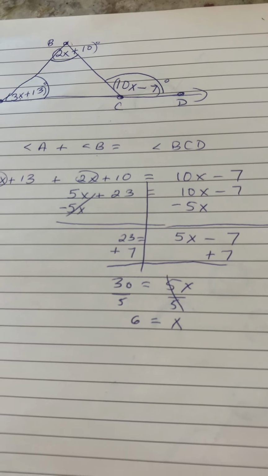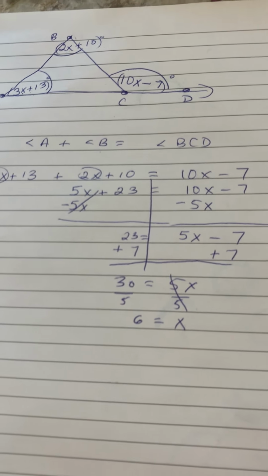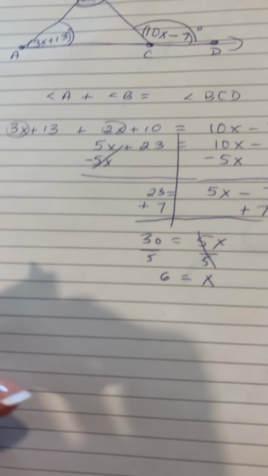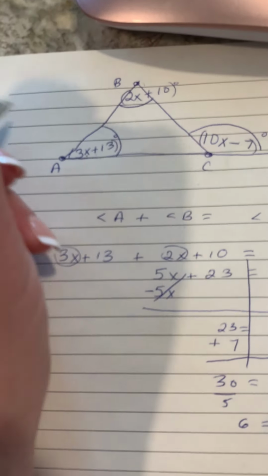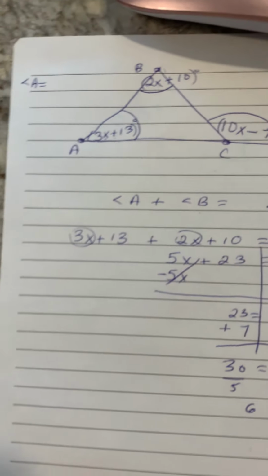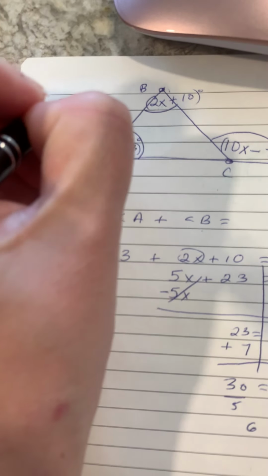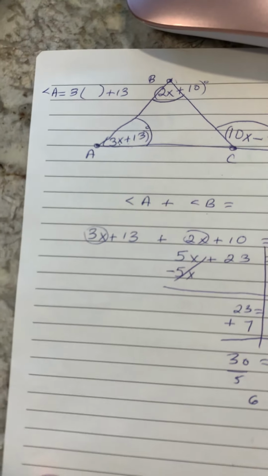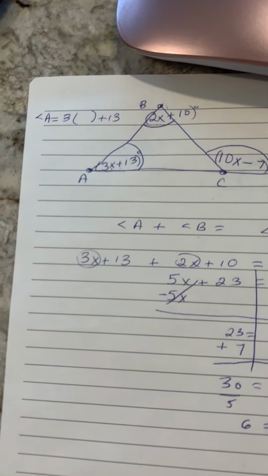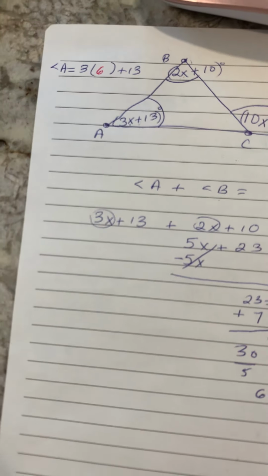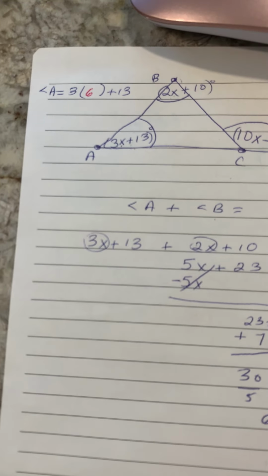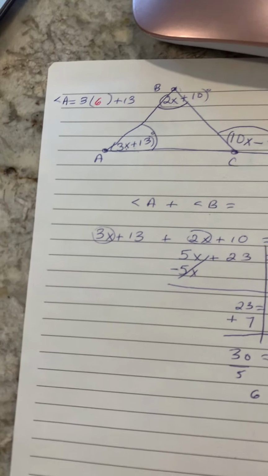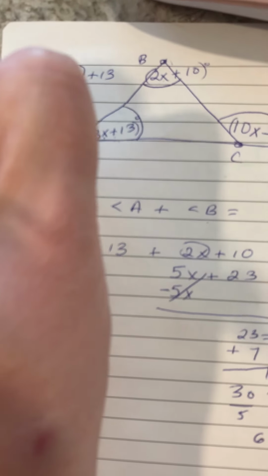But that does help me, because then I can substitute x into each one of these angles. If you look at the above diagram, angle A is 3x plus 13. So 3 times x plus 13. 3 times 6, right? 6 is x. So 3 times 6 plus 13, that would be 18 plus 13. That would be 31. So I know that angle A is 31 degrees.